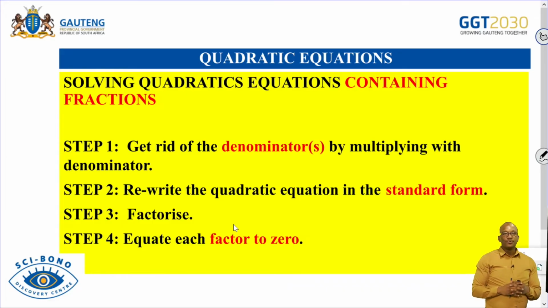Then step 2, we rewrite the quadratic equation into the standard form. Then step 3, we factorize, and step number 4, we use our zero factor rule. Then we solve our equations. So those are the 4 basic steps that all learners must know and understand for them to solve quadratic equations containing fractions.